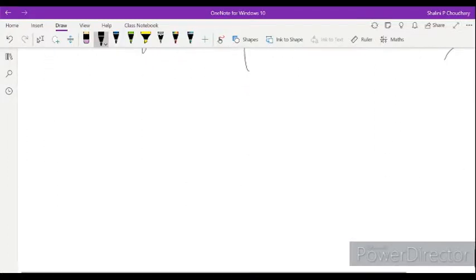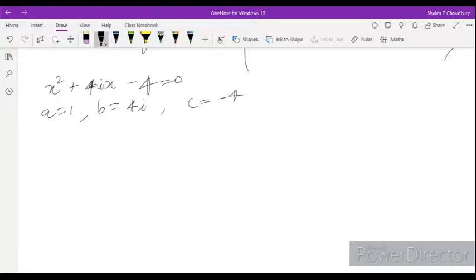Okay, one more question we'll do for quadratic equation in complex number. We have to find out the solution. The question is x square plus 4ix, okay, plus or minus, okay, we'll write minus 4 is equal to 0. Okay, here a का value is 1, b का value is 4 into i, 4i, okay, and c का value is minus 4. Why 4i we have written? Because x का जो coefficient होता है that is b. So 4i is the coefficient of x.